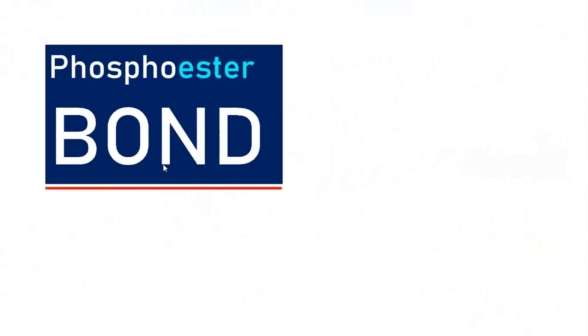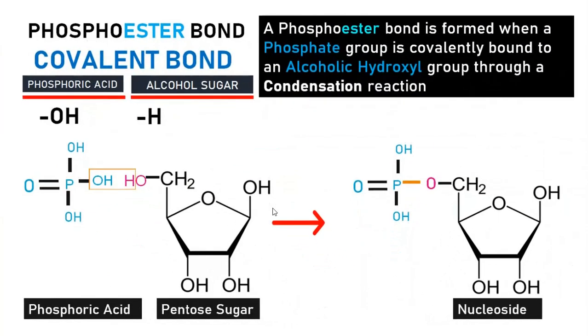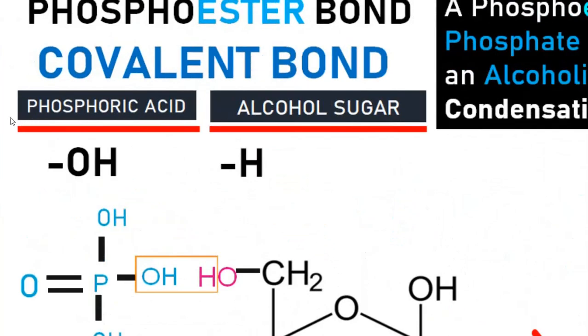Then coming to the phosphoester bond, the second kind of the bond which is involved in the formation of the nucleotide is the phosphoester bond. Now let us see what this phosphoester bond is. Generally, an ester bond is formed between the acid as well as the alcohol. In the case of the nucleic acid, the acid which is involved in the formation of the phosphoester bond is the phosphoric acid. That is the reason we call it the phosphoester bond.